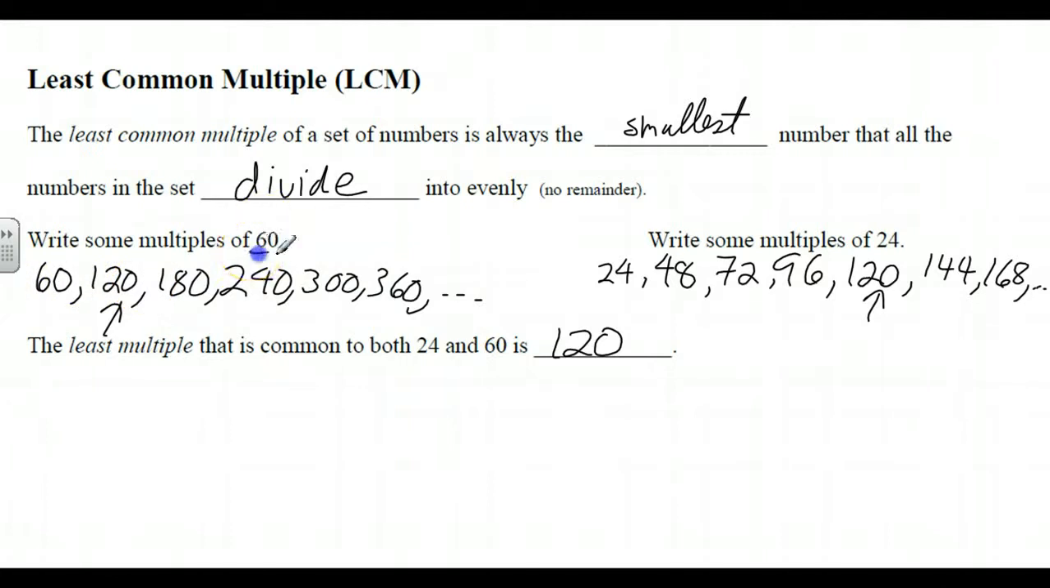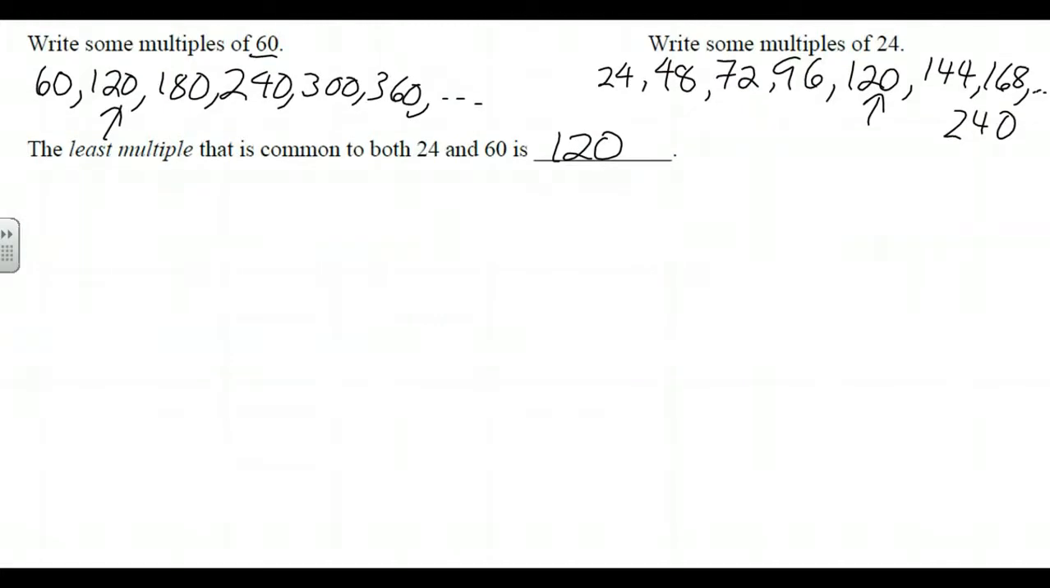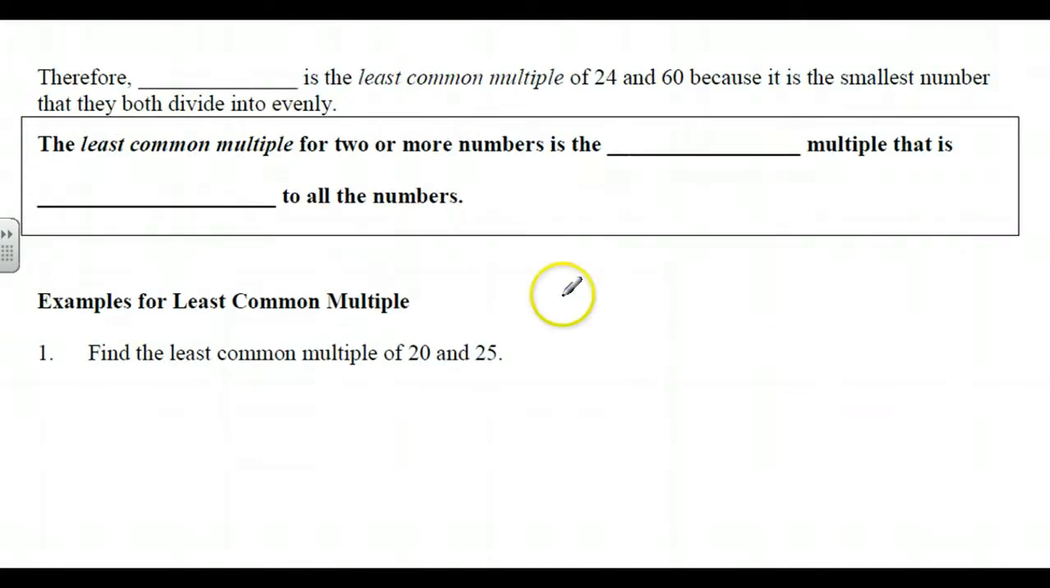And again, I always start with the bigger number because these multiples are going to be further apart. Okay, we know that if we kept going, 240 is going to be in here, right? Because 24 times 10 is 240. But we want the lowest, the least common multiple. Therefore, 120 is the least common multiple of 24 and 60 because it's the smallest number they both divide into evenly.